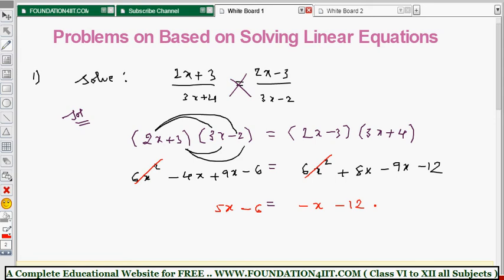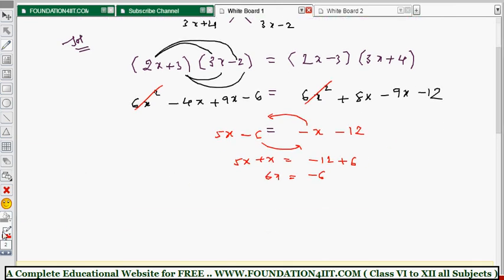So after simplification, you can go for the transposing rule. That is 5x minus x is plus x on LHS, so 6x, and minus 12 is already there. Minus 6 on the right side becomes plus 6. Okay, 6x is equal to minus 12 plus 6, which is minus 6. Then we can divide by the same number on both sides. So what we should do according to the problem, we need to divide by 6. Okay, 6x cancels. x is equal to minus 6 by 6, which is minus 1. Right? Okay. So this way we can solve this. Hence x is equal to minus 1.